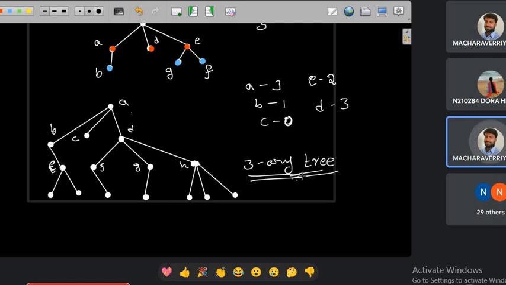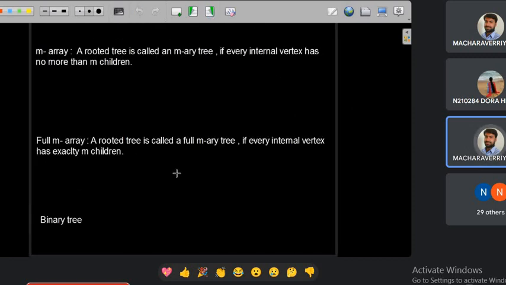I hope you understand what we mean by a 3 array tree. Every internal vertex has no more than 3 children. Similarly, we can define an M array tree. So here you can see the definition. A rooted tree is called an M array tree if every internal vertex has no more than M children.